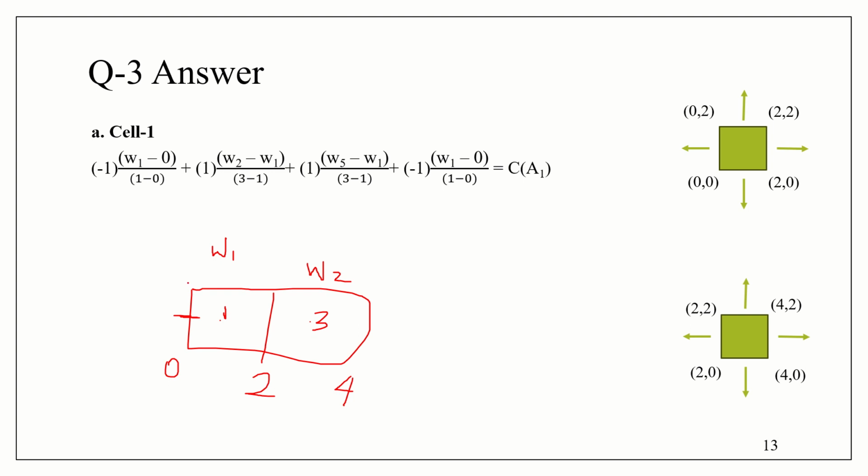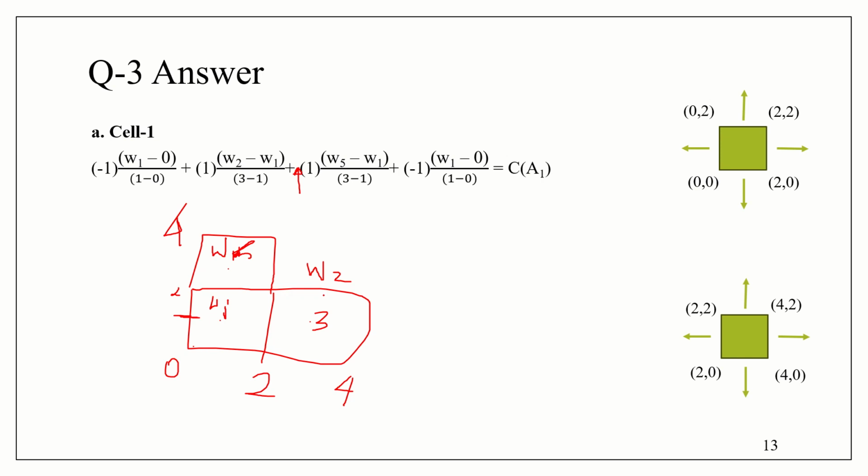Similarly, what about the other cells on top? We have one more cell, right? So 1, 2, 3, 4, we have the fifth cell over here. This would be W1 and this would be W5. So W5 minus W1, and here we have 0, 2 and 4 on the y-axis, so the centroid is 3. So W5 minus W1 divided by 3 minus 1, in the positive direction, so we have positive 1. The direction cosines are the outward normal for that.